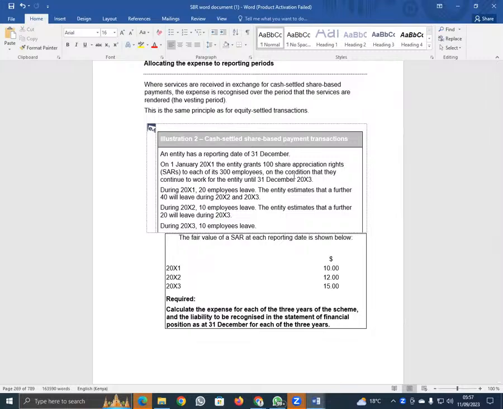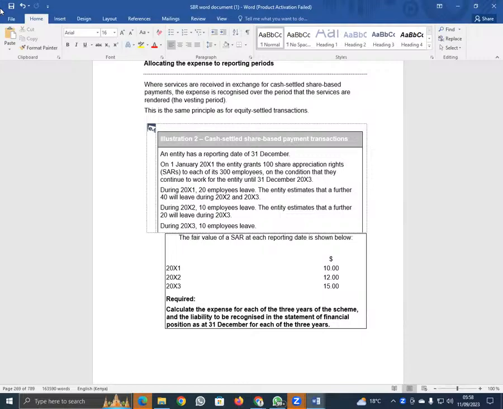You can screenshot this question. Please screenshot this question. So you're told an entity has a reporting date of 31st December. On 1st January 2021, the entity grants 100 share appreciation rights, which are not the same as options. They're not the same as shares. They're given to each of its 300 employees on condition that they continue to work for the entity until 31st December 2023.